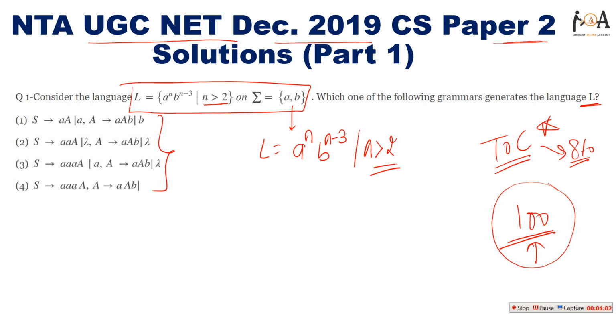Consider the language L = a^n b^(n-3), where the condition given is n > 2, and we have two alphabets a and b. So our language is L = a^n b^(n-3), where n > 2. This means at least 3 a's should be there, because n > 2 means we can't take the value of n as 2; at least we need to take n as 3. If I take n as 3, then at least 3 a's should be there, and b may or may not be there, but at least the 3 a's should be there.